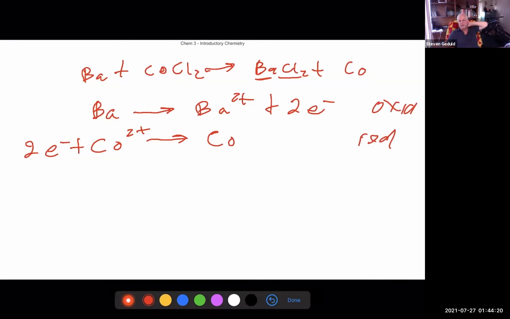And that's how you use half reactions. You always make sure that these electron numbers are the exact same. That way you can always balance your equation, because in oxidation reduction, remember you have to balance the charges along with the mass.